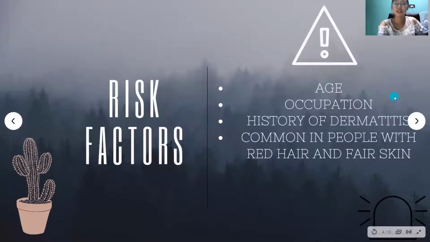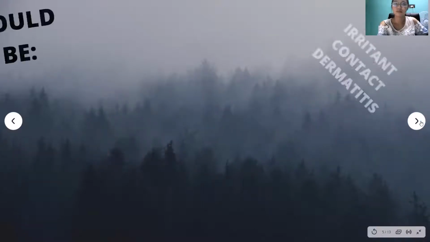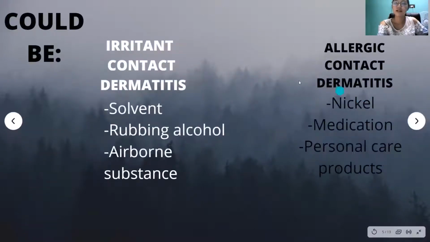So the risk factors are age, occupation, history of dermatitis, and it is common in people with red hair and fair skin. Contact dermatitis can be irritant contact dermatitis and allergic contact dermatitis. These are the allergens, irritant, and allergic contact here.